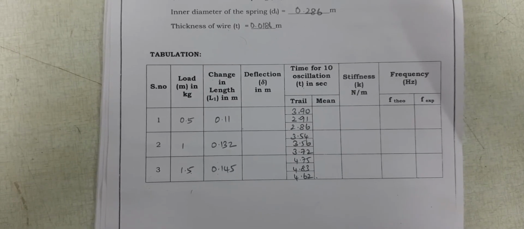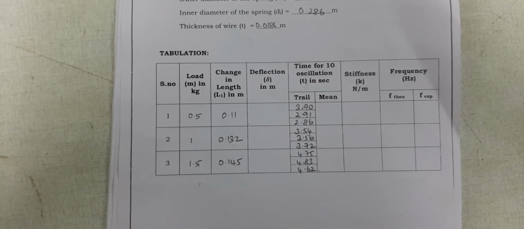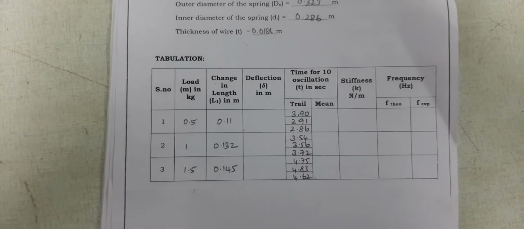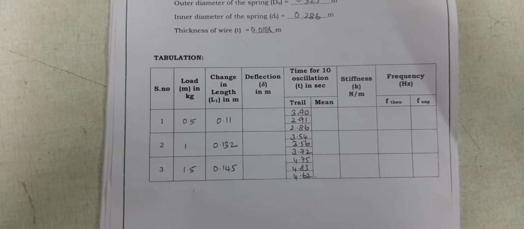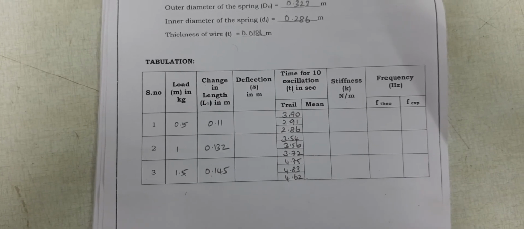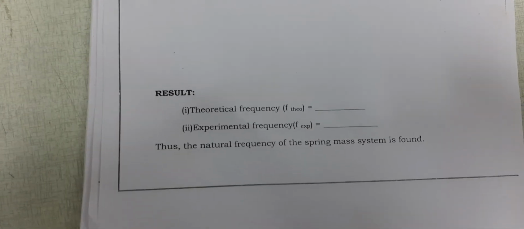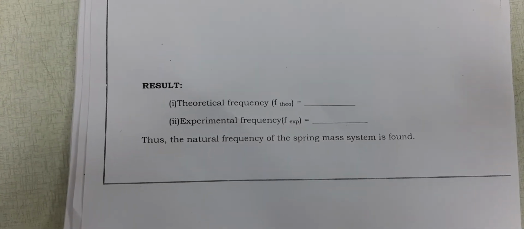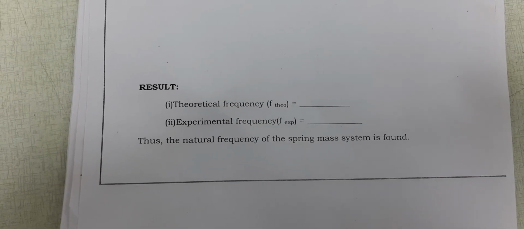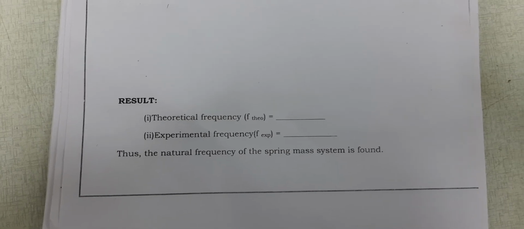Using these values, we can find out the deflection value, stiffness value, and the theoretical frequency and experimental frequency values. Then we have to compare the theoretical frequency value and the experimental frequency value. After we calculate them, we have to put those values in the result. Thank you.